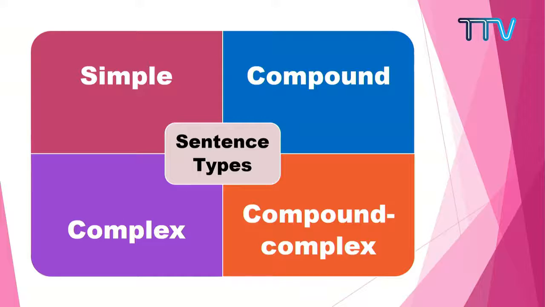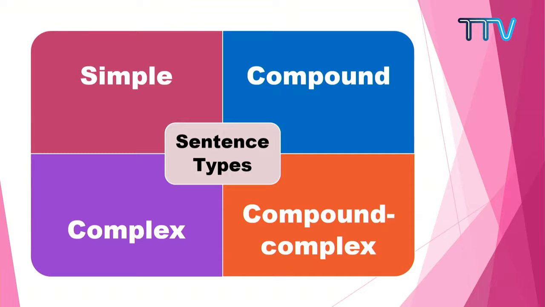So, like I told you in the beginning, I'm going to discuss sentence types based on structure. The types of sentences based on structure are four: simple, compound, complex, and compound complex. In this session, we are going to learn only the simple sentences. You will learn about compound sentences in the next session. So, for this session, we will discuss only simple sentence.